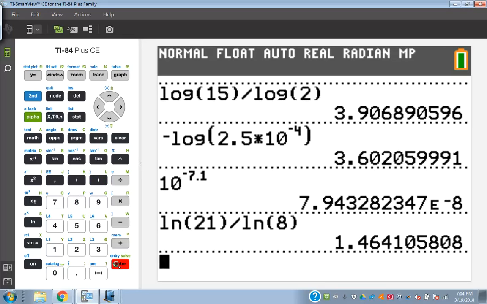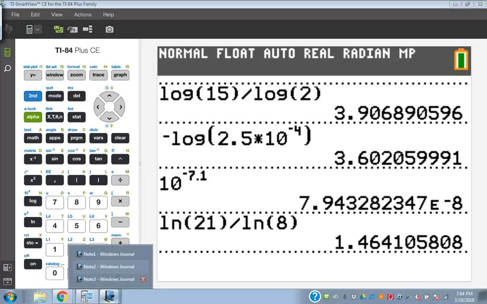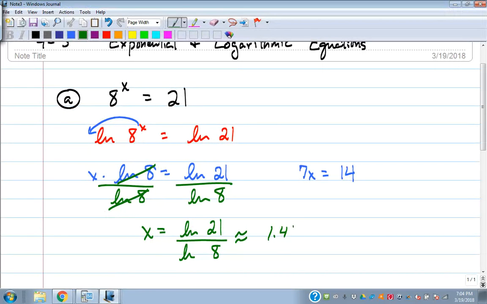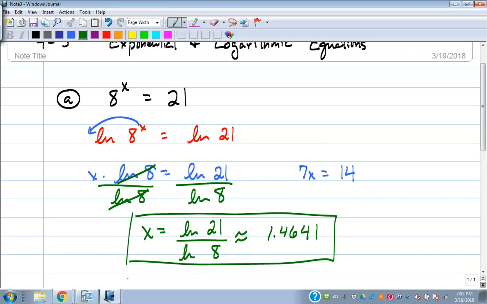Going 4 decimal places, same as we've done all night, 4 decimal places. 1.4641. All of that is the answer. Some of the questions on your Canvas quiz and on the regular test will be exact solution. Some will be asking for decimal approximation. So be able to do both.